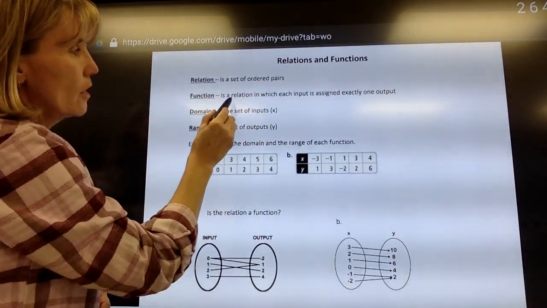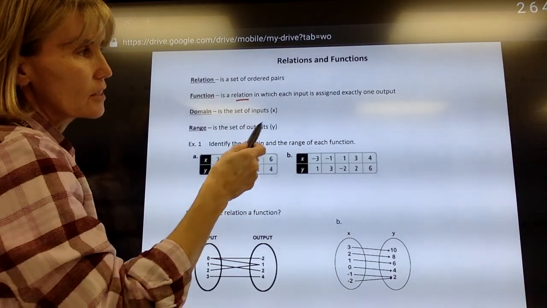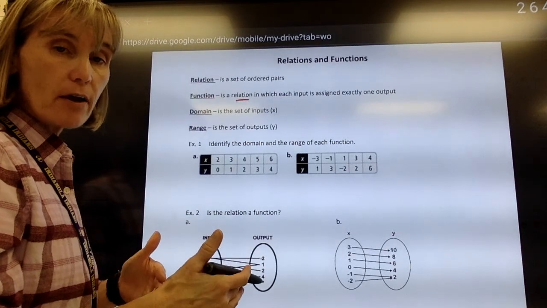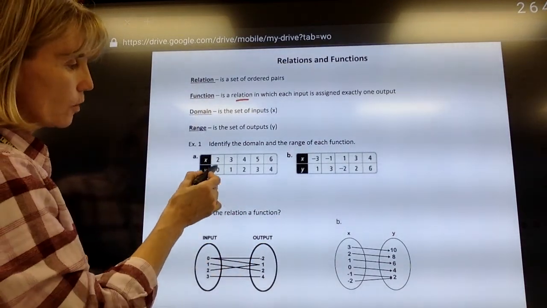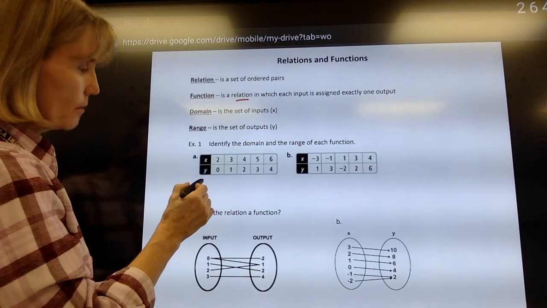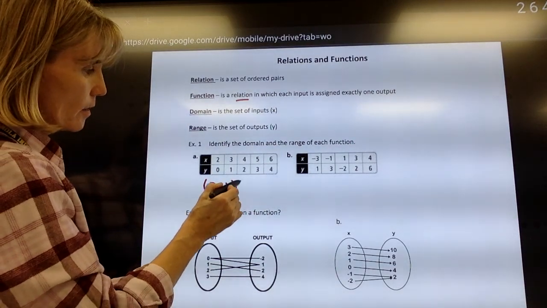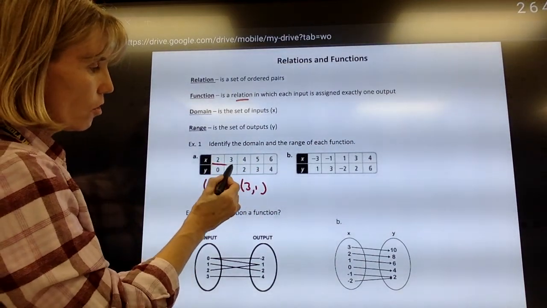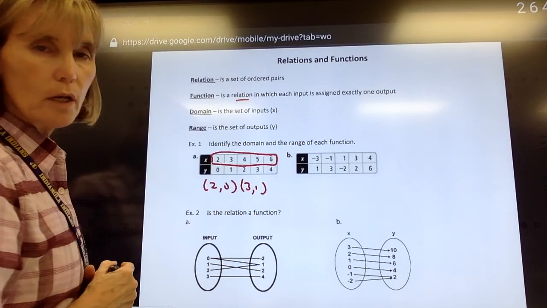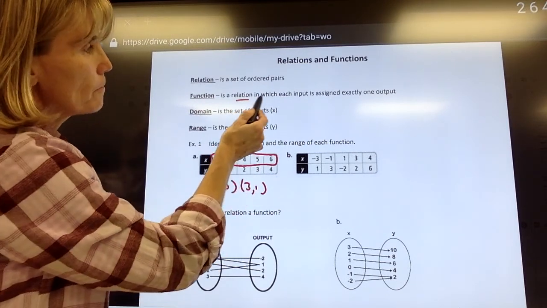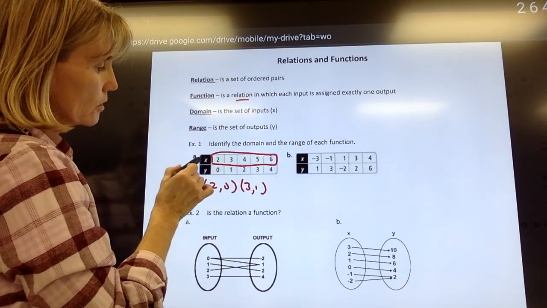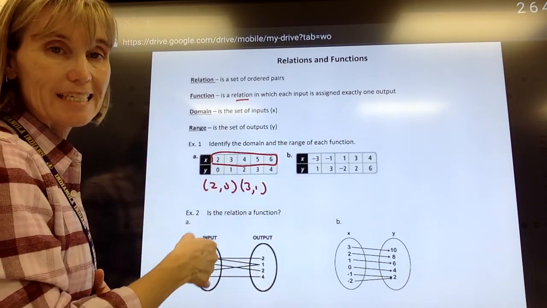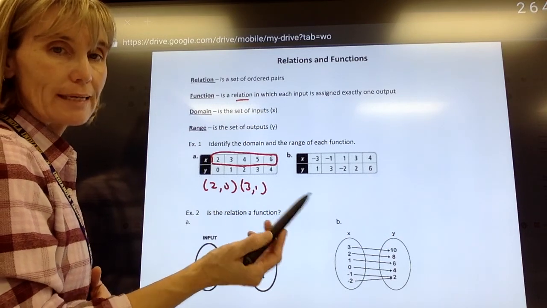Okay, a function is a relation in which each input is assigned to exactly one output. And what that means is that your x value is not going to repeat. For example, when I look at the ordered pairs here, I'm going to see that I have 2, 0, 3, 1, 4, 2, 5, 3, 6, 4. All of these x values are unique. They're different, which means that each input, x's are inputs, y's are outputs, each input is assigned exactly one output, so the x doesn't repeat. So therefore, it is a function.